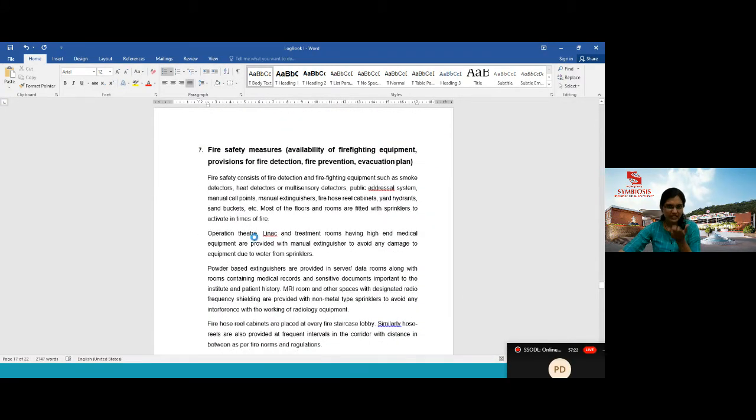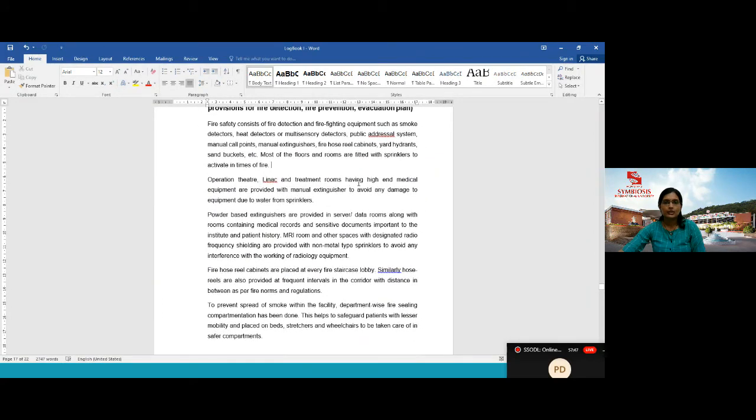Here, fire safety measures. So here I have written here. Fire safety consists of fire detection and firefighting equipment such as smoke detectors, heat detectors. Most of the floors and rooms are fitted with sprinklers. Now this is the part of firefighting equipment.